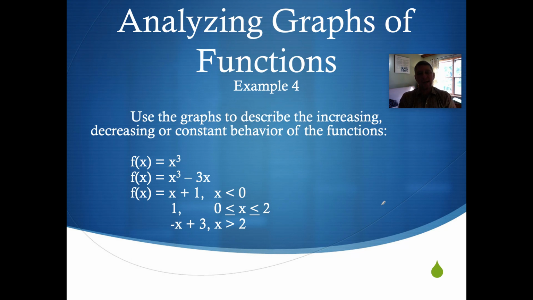And the third is a piecewise function where if x is less than 0, meaning that it's a negative number, we use f of x equals x plus 1. If x is greater than or equal to 0 and less than or equal to positive 2, we use the function f of x equals 1. And then finally, if x is greater than positive 2, we use the function negative x plus 3. All right? And so those are the 3 choices.